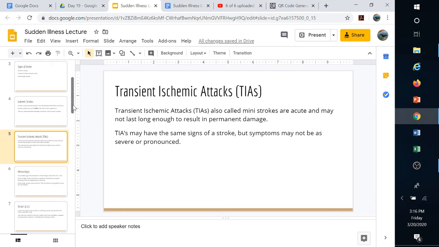But again, they tend to be short-term, acute. The clot busts up, goes about its way, the person recovers. You still want to seek medical attention if you think you're suffering from any type of stroke.